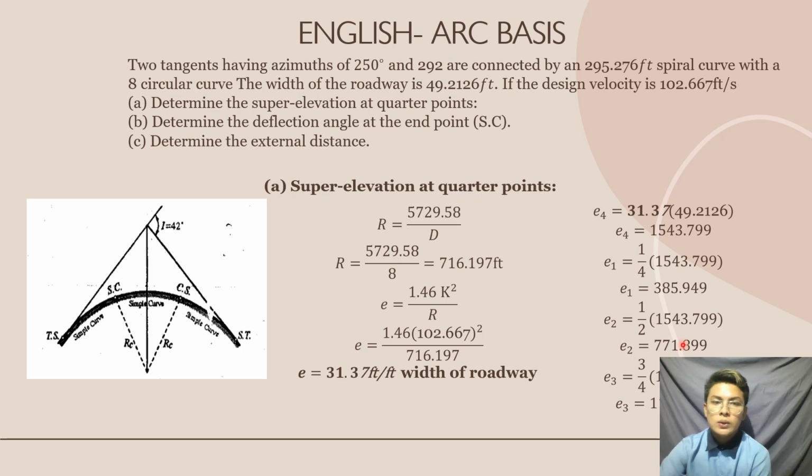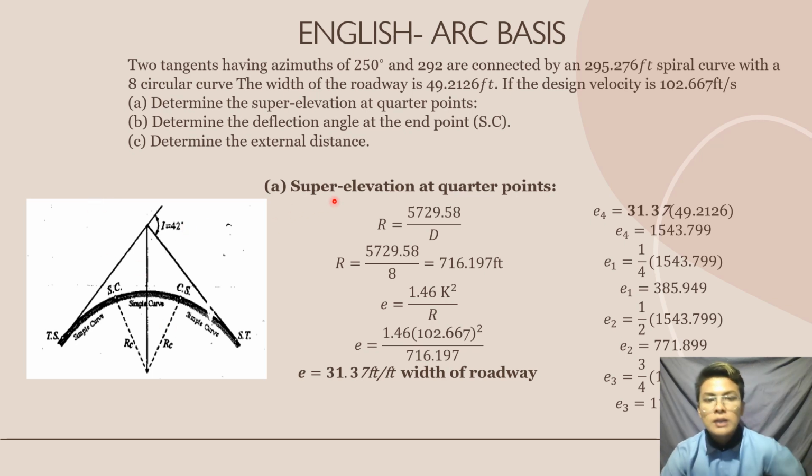Next is using the English arc basis. In this problem, we have two tangents having azimuths of 250 degrees and 292 degrees connected by a 295.276-foot spiral curve with an 8-degree circular curve. The width of the roadway is 49.2126 feet. If the design velocity is 102.667 feet per second, determine the super elevation, the deflection angle, and the external distance. So here's our given figure.